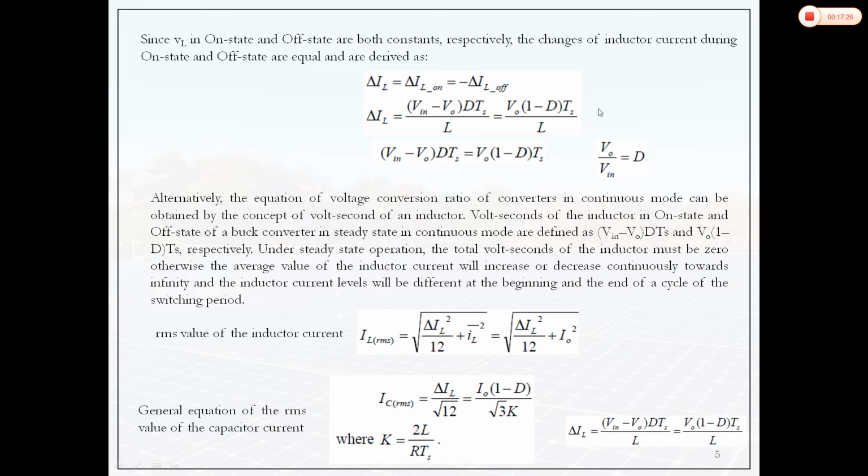Also we can obtain this relationship, as I discussed in the last class, by applying volt second balance across the inductor or current second balance through the capacitor. So these input output relationships in a DC-DC converter we can also establish with the help of volt second balance across the inductor. That is more convenient. You can follow that.